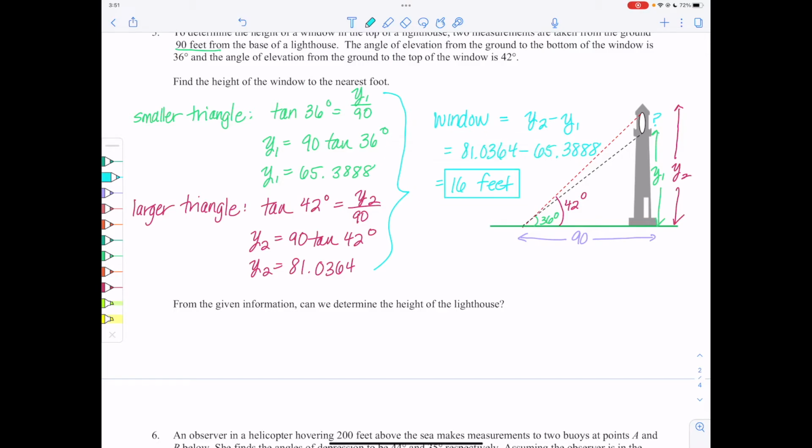Okay, from the given information, can we determine the height of the lighthouse? And that answer is no. And the reason it's no is we do not know this distance right here. So we are not aware of that. We only have the top of the window and the bottom of the window. So this answer is no.